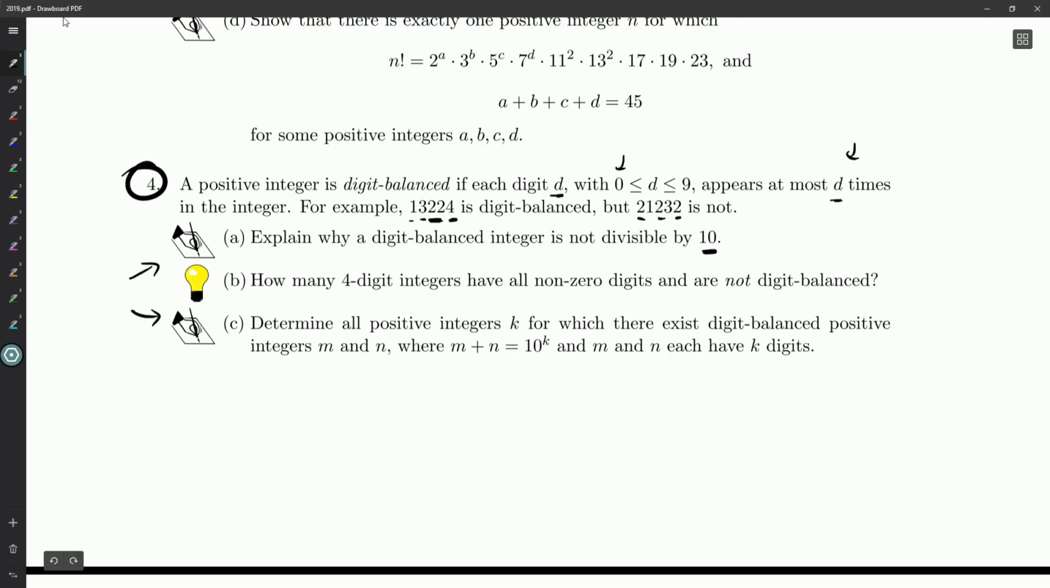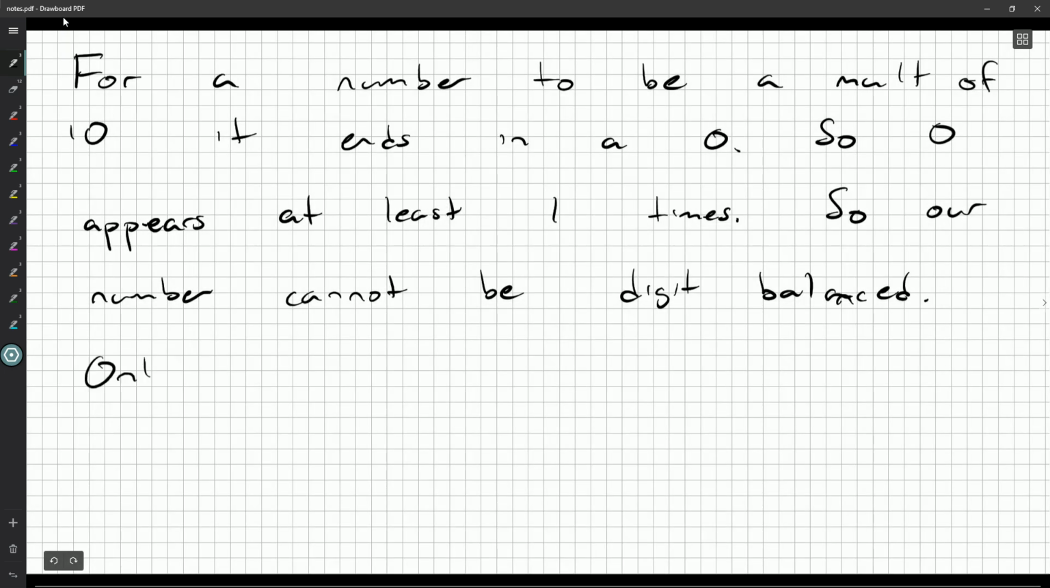Alright, B, the light bulb. How many 4-digit integers have all non-zero digits and are not digit balanced? Okay, so ignore the ones that have zeros. So only consider digits 1 through 9, because they said non-zero.